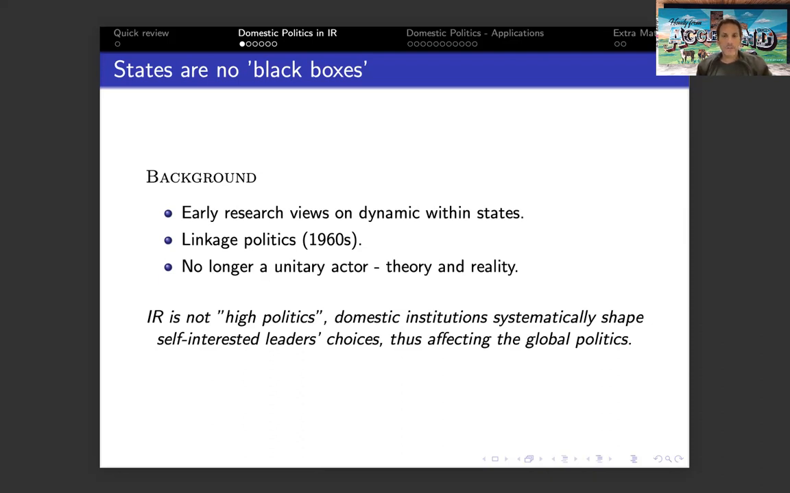This literature and this research overall relies on one of the main differences from the previous theories we talked about, which is what's called relaxing the unitary actor assumption. We're no longer looking at the state as one entity. Many studies focus on political leaders rather than looking at the states in terms of their behavior.